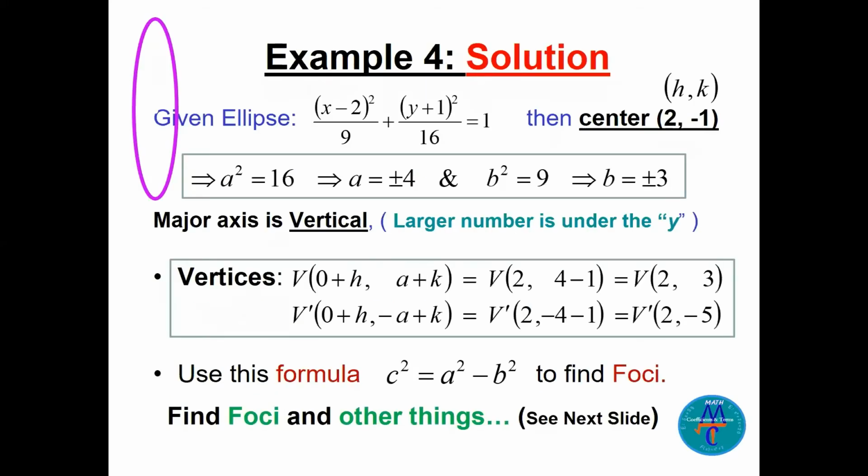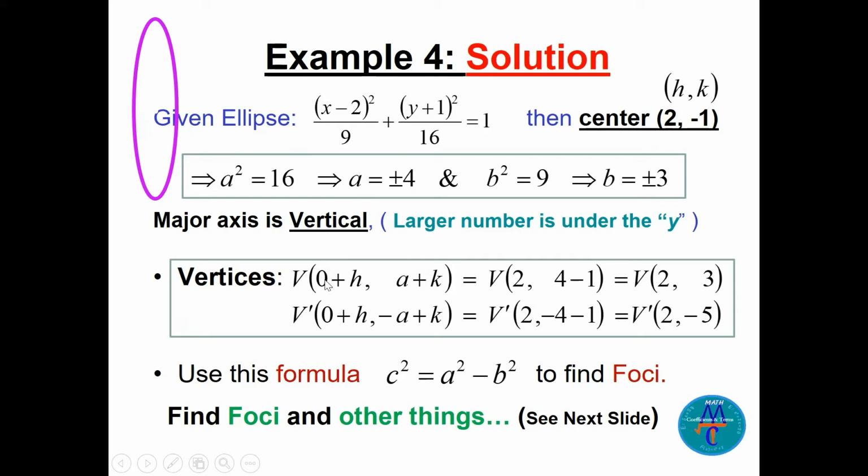First, you can see that the center is easy to find, which is h and k. So x minus 2, that h is 2, and the k is minus 1. Now, the bigger number, where's the bigger number? The bigger number, 16, yes. 16 is a squared, so a is plus or minus 4. The smaller number, b squared, is 9, so b is plus or minus 3. We know that it's vertical because the bigger number is under the y.